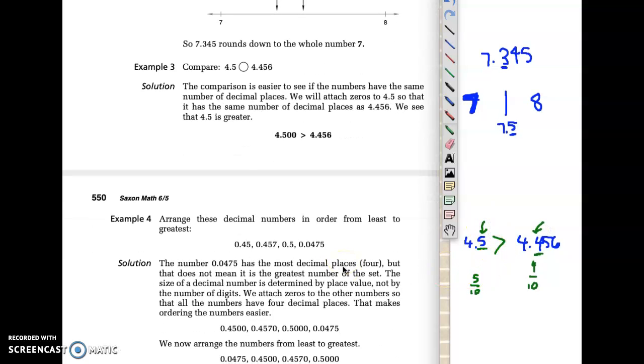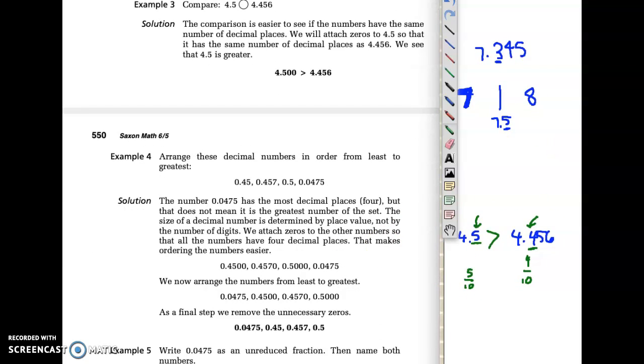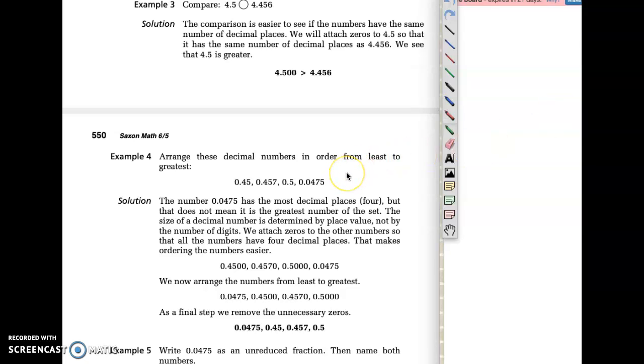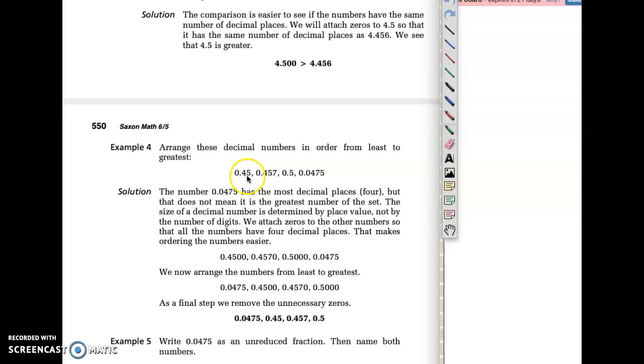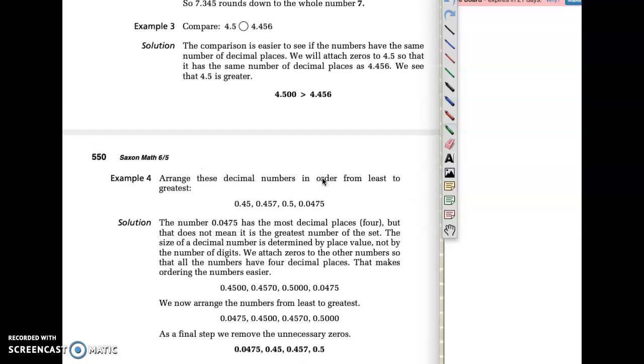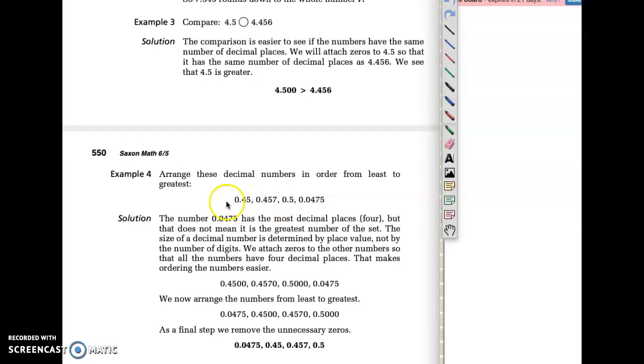All right, so let's go ahead. I'm going to clear this board, which you don't see. Ta-da! All right, example 4, it says arrange these decimal numbers in order from least to greatest. So here you have 45 hundredths, you have 457 thousandths, 5/10, and you have 475 ten-thousandths. So we need to basically add a lot of zeros to make sense of this. So I'm going to go ahead and do that.